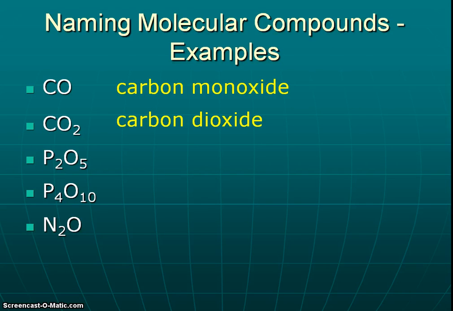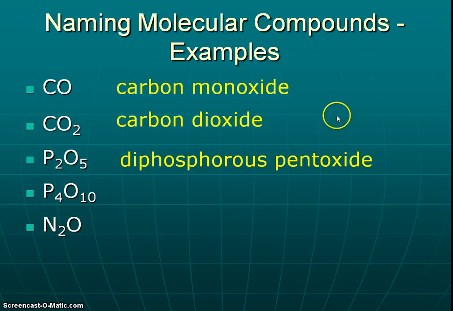For the next one, we have 2 P's, so you're going to say diphosphorus, and then you have 5 oxygens, and the prefix for 5 is penta, so you're going to say pentaoxide, but again, it's kind of hard to say the 2 vowels together, so notice that you can drop the A from penta and just say pentoxide. If you keep the A in there, I'm not going to count off. It's not that big of a deal. It's just easier to say if you drop one of the vowels.